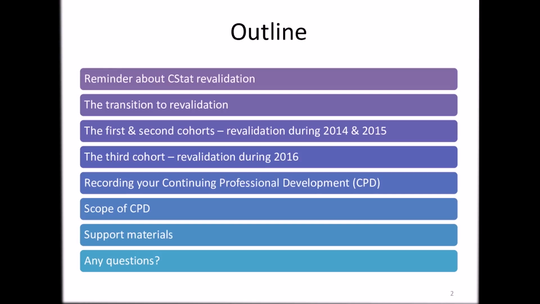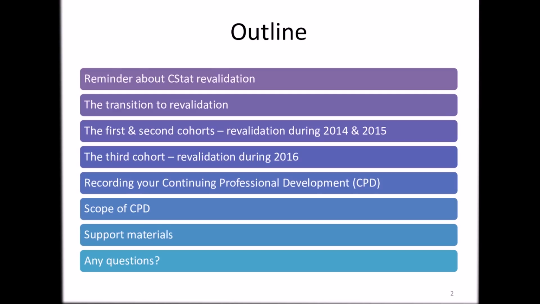So moving to slide 2, the outline of the presentation is shown on this slide. We will start with an overview of CStat revalidation. You may recall we announced the introduction of revalidation at the beginning of 2012, and so there was a need to transition the existing CStat holders into the process, and so we'll say a little about that transition. We will then summarize the outcome for the first 2 cohorts to go through the revalidation process in 2014 and 2015.